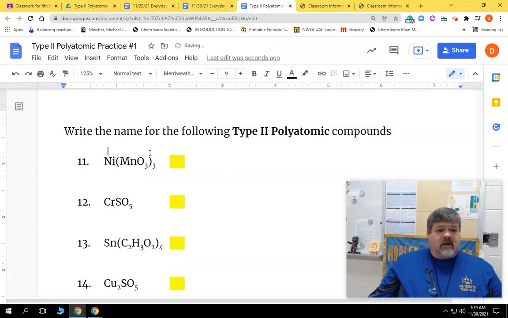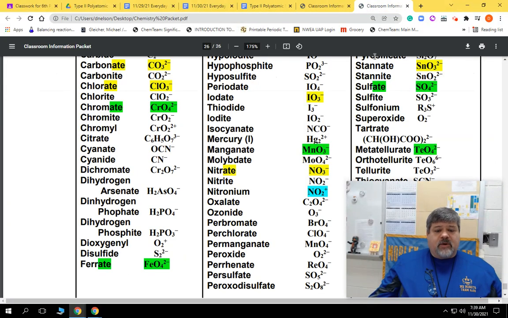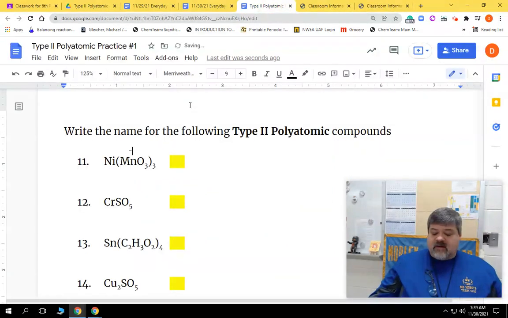So we come over here and put our charge for MnO3. We go to our packet and find MnO3, which is right here, manganate, MnO3. It's a -1, so we go back to that. I have 3 of them, so my total charge for manganate is going to be -3, which means that my total charge for nickel is going to be +3. I'm going to divide that by the number of nickels I have, which is 1, which means that my nickel is going to be a +3.